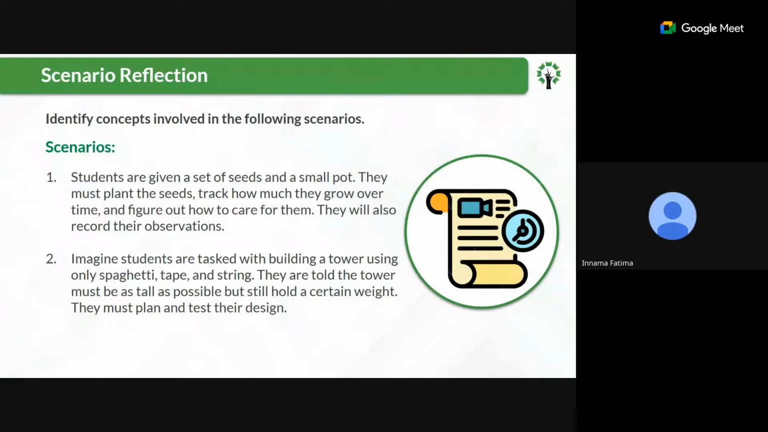Imagine students are tasked with building a tower using only spaghetti, tape, and string. They are told the tower must be as tall as possible, but still hold a certain weight. They must plan and test their design. The same question, but the scenario is different. Can you answer this? Identify the concepts involved in this scenario.